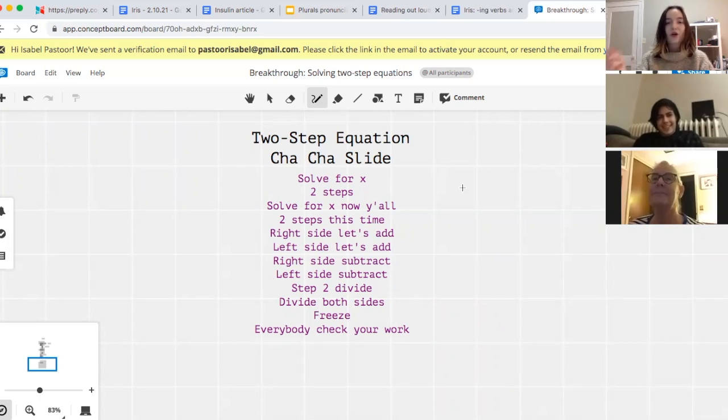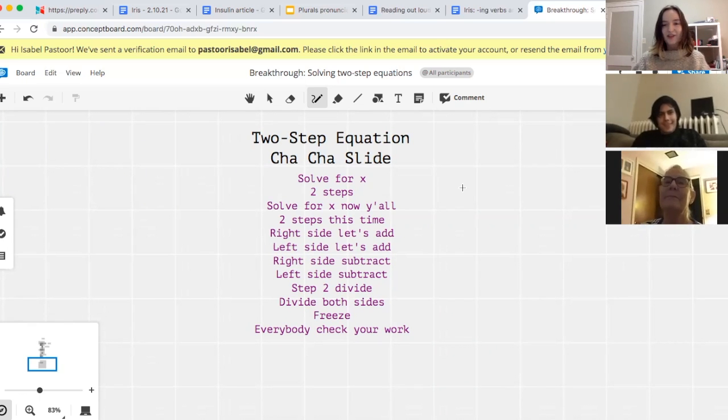Okay. 1, 2, solve for x. 2 steps. Solve for x now, y'all. 2 steps this time. Right side, let's add. Left side, let's add. Right side, subtract. Left side, subtract. 2 steps, divide. Divide both sides. Freeze. Everybody check your work.